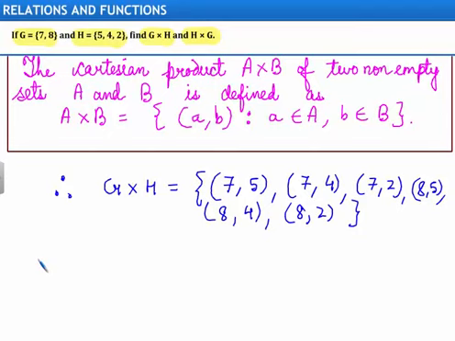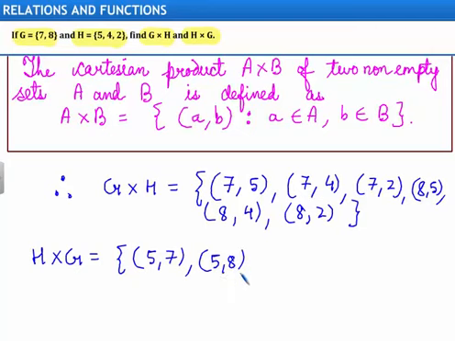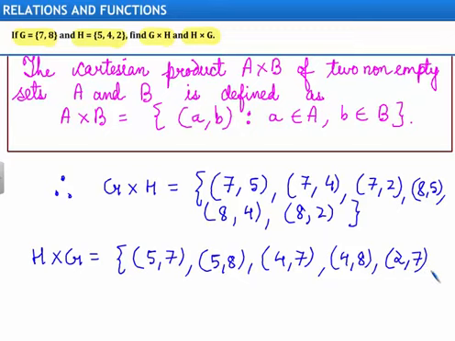Similarly, for the Cartesian product H cross G, we will have the first elements from the set H and the second elements from the set G. So we will have (5, 7), (5, 8), (4, 7), (4, 8), (2, 7), and (2, 8).